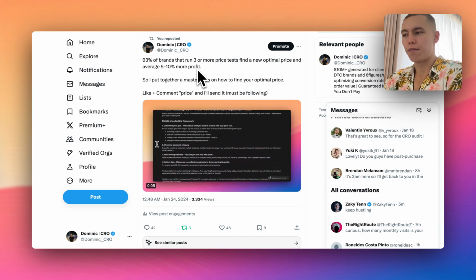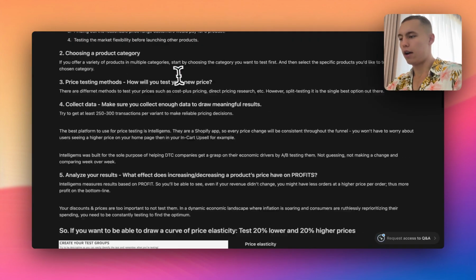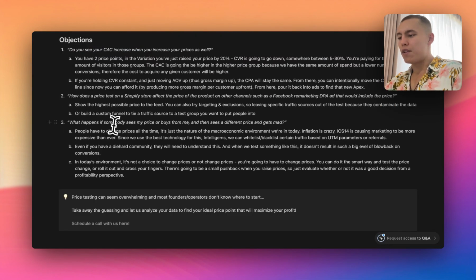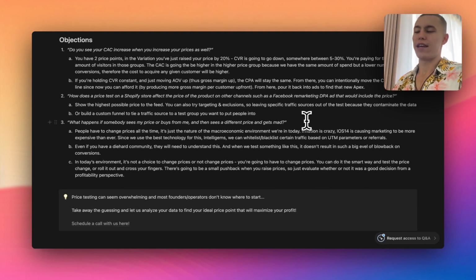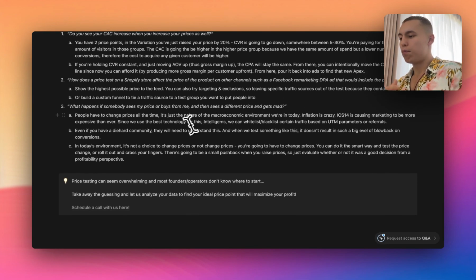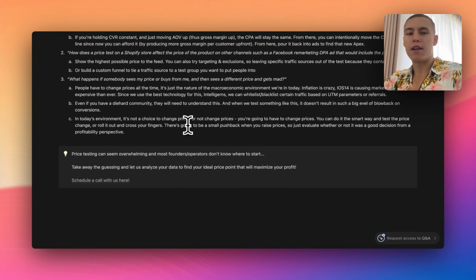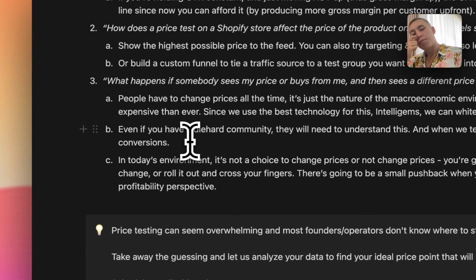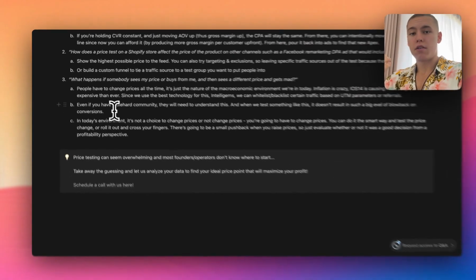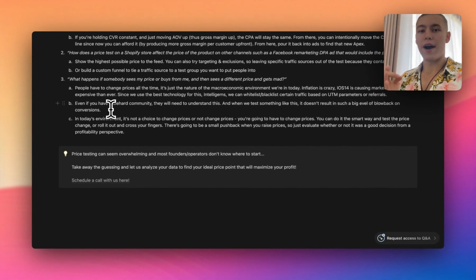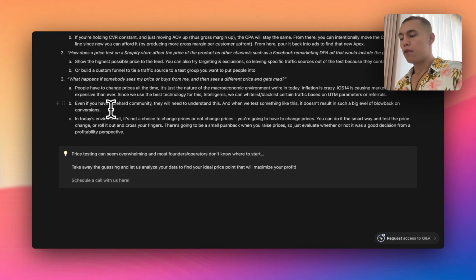It is scary. I think I've touched on it here. What happens if somebody sees my price or buys from me and then sees a different price and gets mad? People in today's environment have to change prices all the time, and prices are dynamic in the first place. You buy roses in June, they're going to be cheaper than if you were to buy them on Valentine's Day, right? That was just an example.